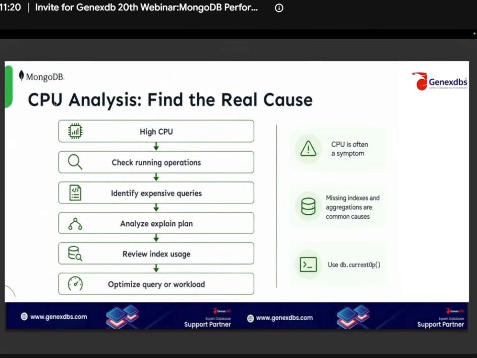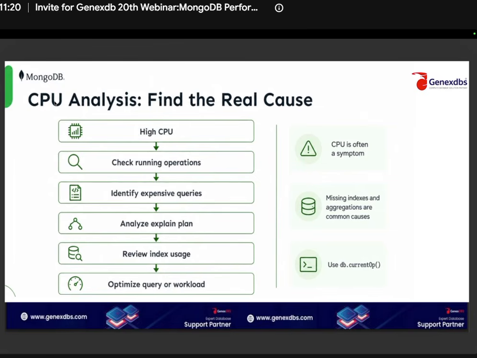But it doesn't always mean that MongoDB needs more CPU resources, because sometimes CPU is a symptom of an underlying problem. Common CPU causes include missing indexes causing collection scans, expensive aggregation pipelines, expensive queries, and high application concurrency when there is an increase in query latency. So there are different CPU causes, including expensive aggregations and collection scans.